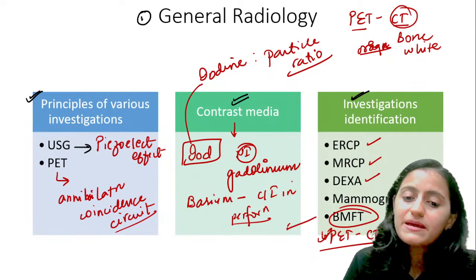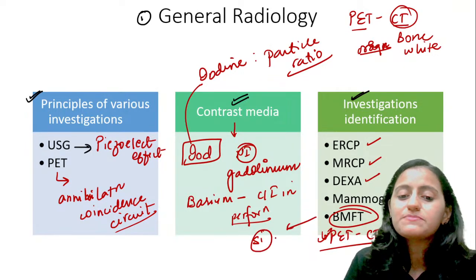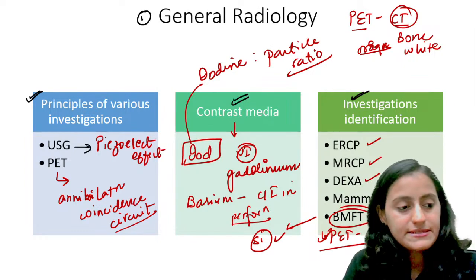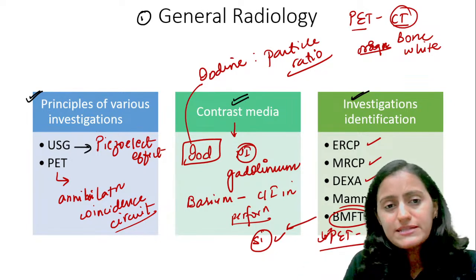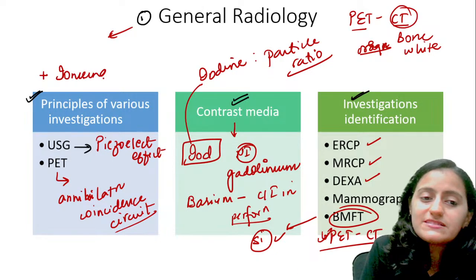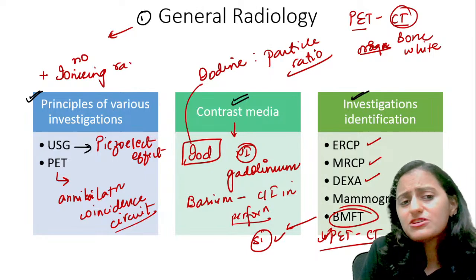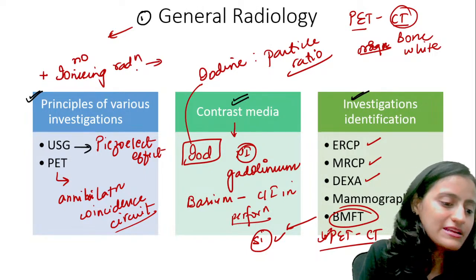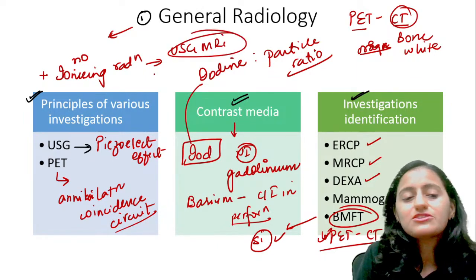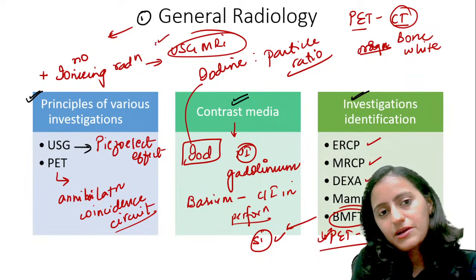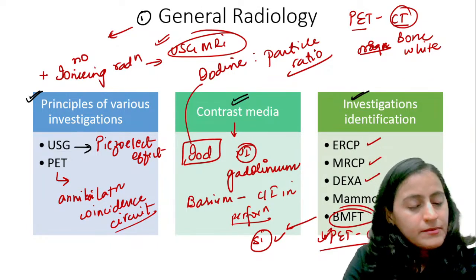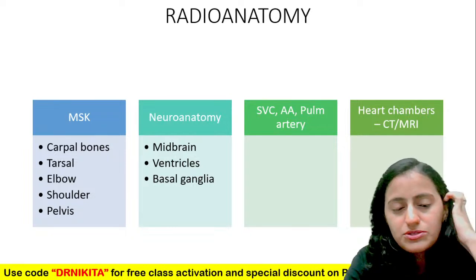How will you identify BMFT? Barium meal follow through is basically for small intestine. Okay, it is for small intestine. So these are the important points that you should know in general radiology. Plus also remember which investigation has radiation, which investigation does not have radiation. So like ultrasound and MRI do not have radiation exposure. Remember that. Okay, ultrasound and MRI do not have radiation exposure. You should remember that. Now, going on to the next one.